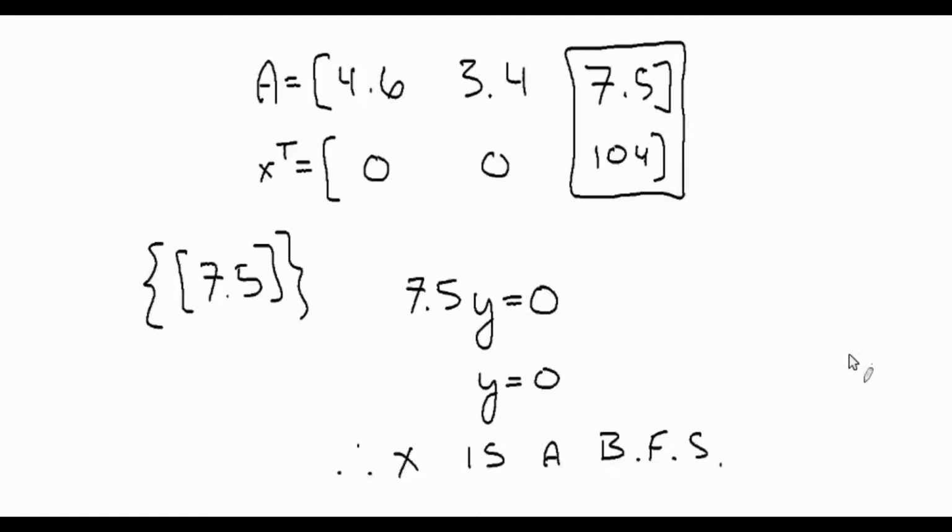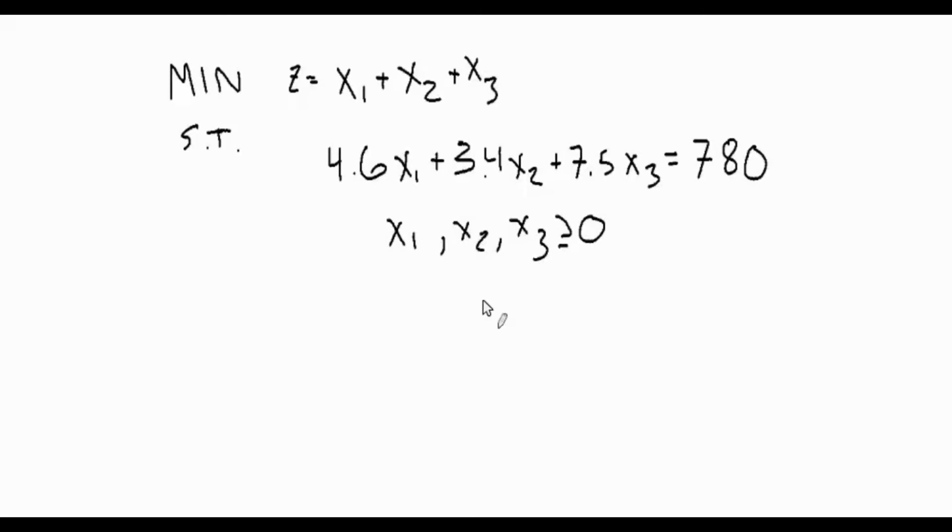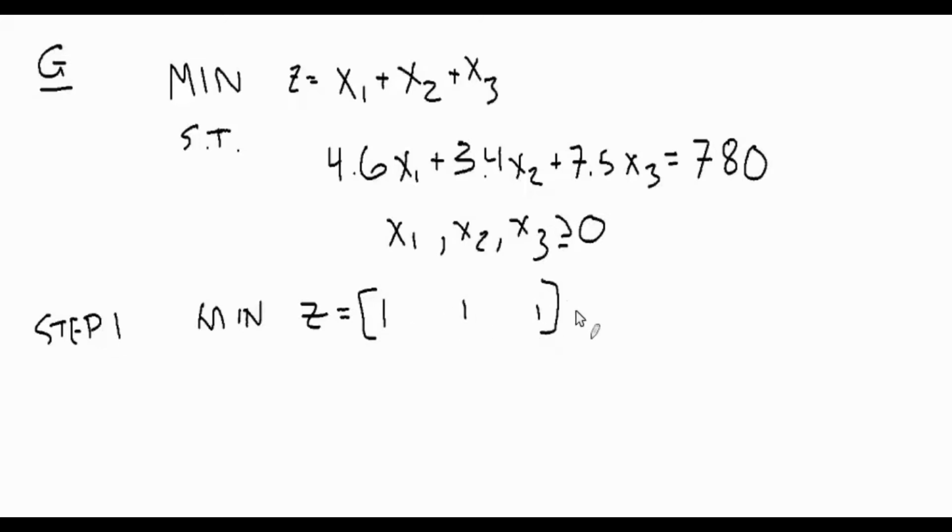End of part F. Part G involves formulating the dual of this linear program. Well, let's do our 6-step process. Okay, so step 1 is creating what I call the pseudo matrix form of the problem. So that's min z is equal to a row vector of 3 ones times x.